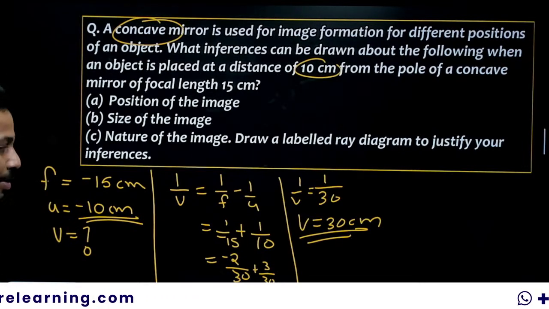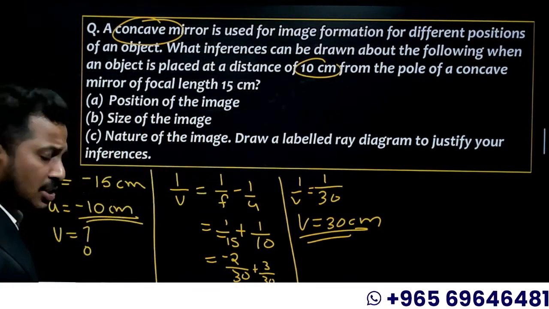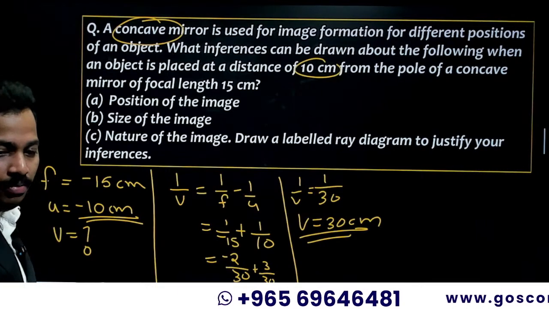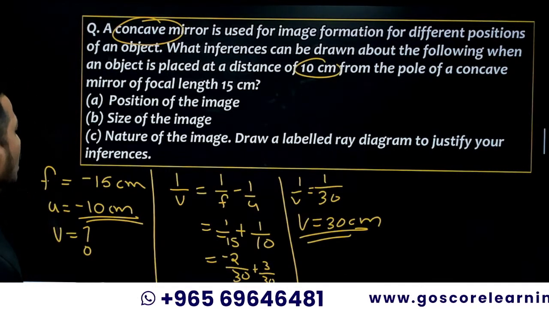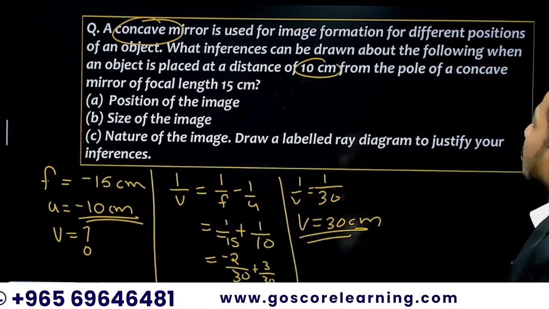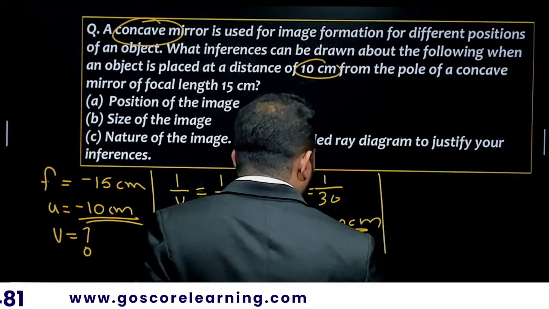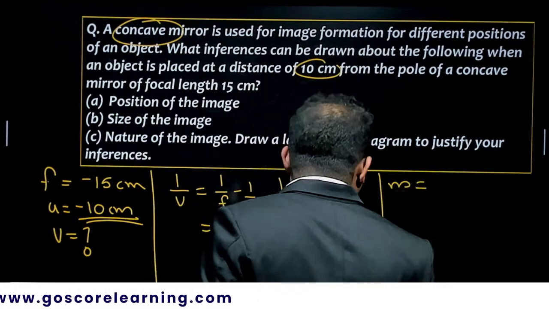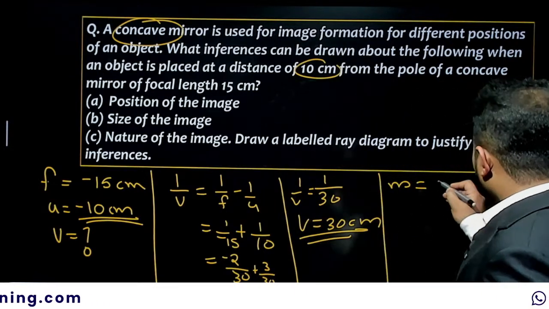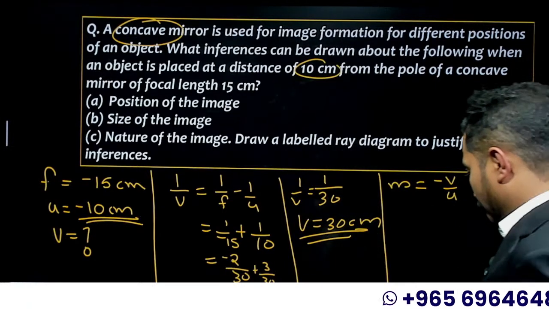Okay, even though now you can see the answer, right? V is equal to 30 centimeter. This kind of problems, there is nothing to explain. Our kids are able to deal with it within a fraction of time. Okay, size of the image. Size of the image means object height is given. So here we need to find magnification. Size of the image is definitely related to magnification, right? So M is equal to, as it is mirrors, minus V by U.